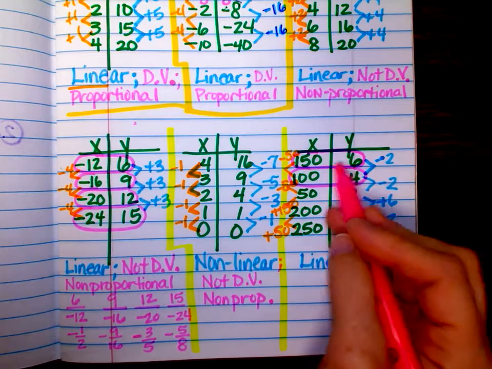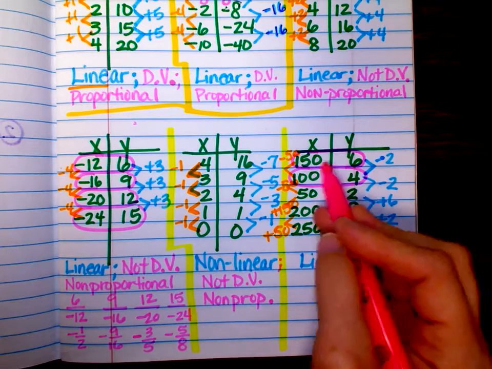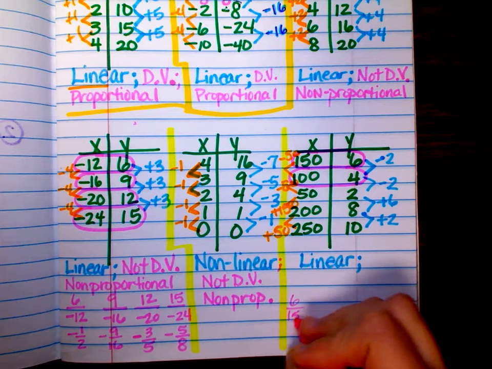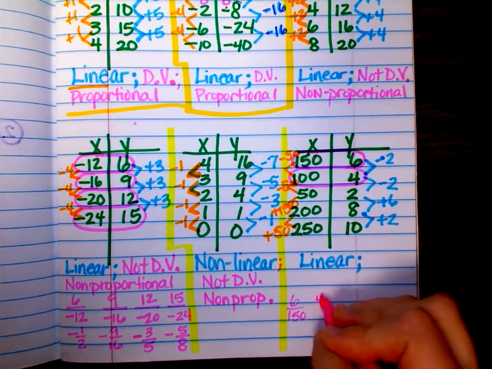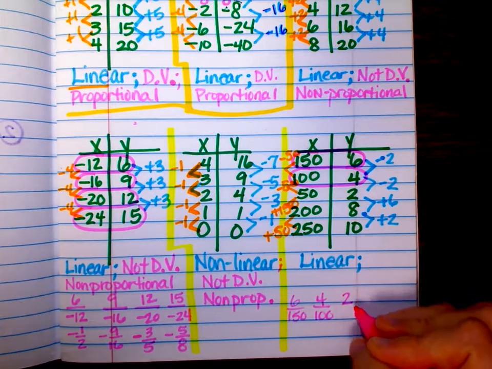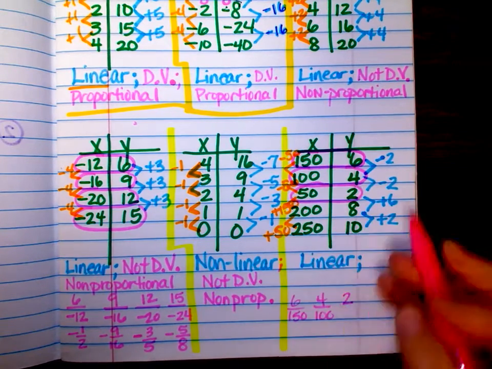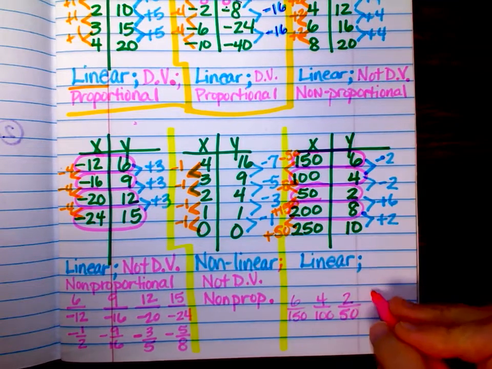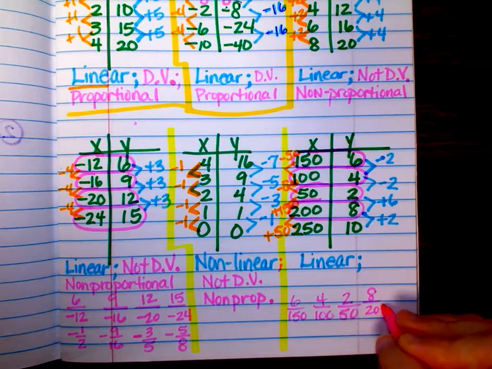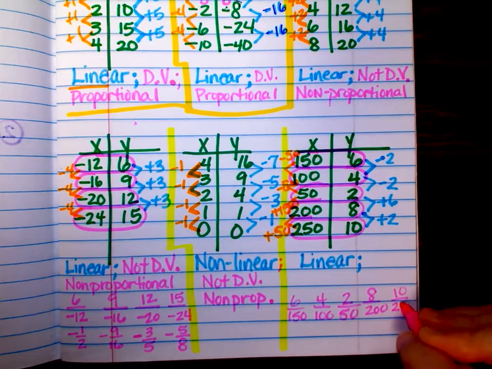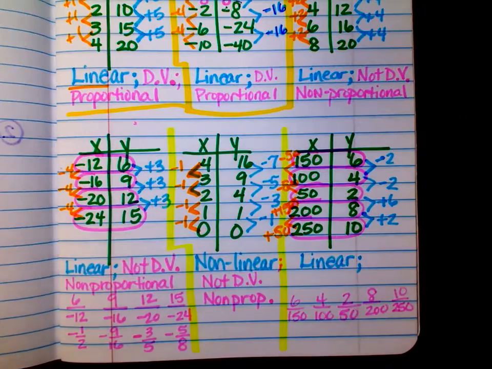And so I'm going to put my y over my x, and I'm going to put 6 over 150. And then I'm going to put 4 over 100. And then I'm going to put 2 over 50. And then 8 over 200. And then 10 over 250. And I'm going to simplify all these fractions to see if they simplify to the same thing.